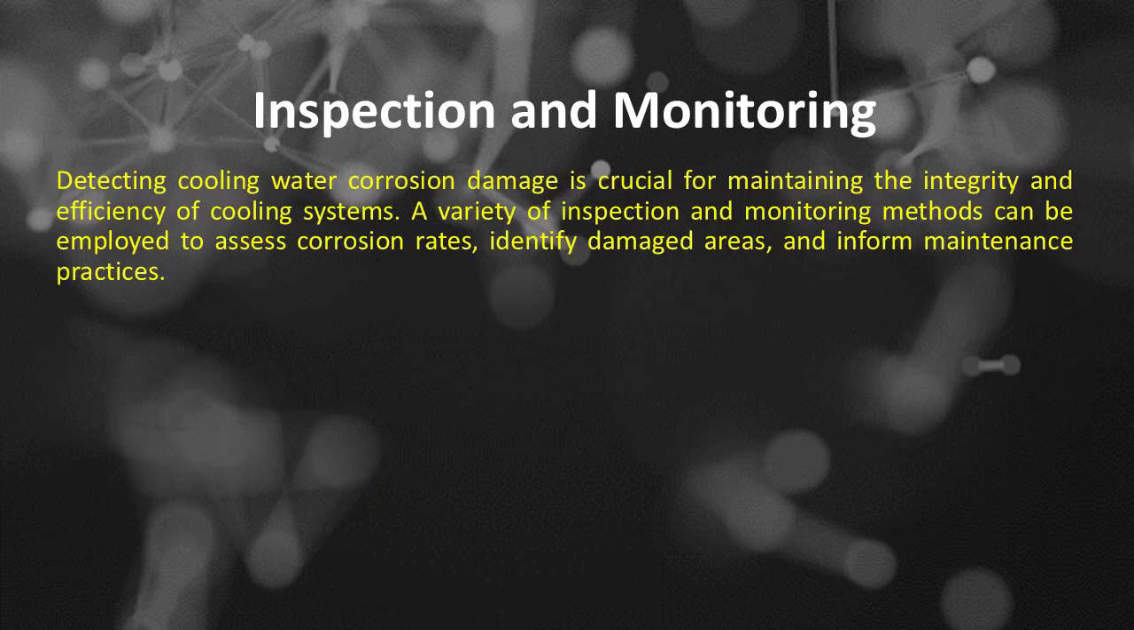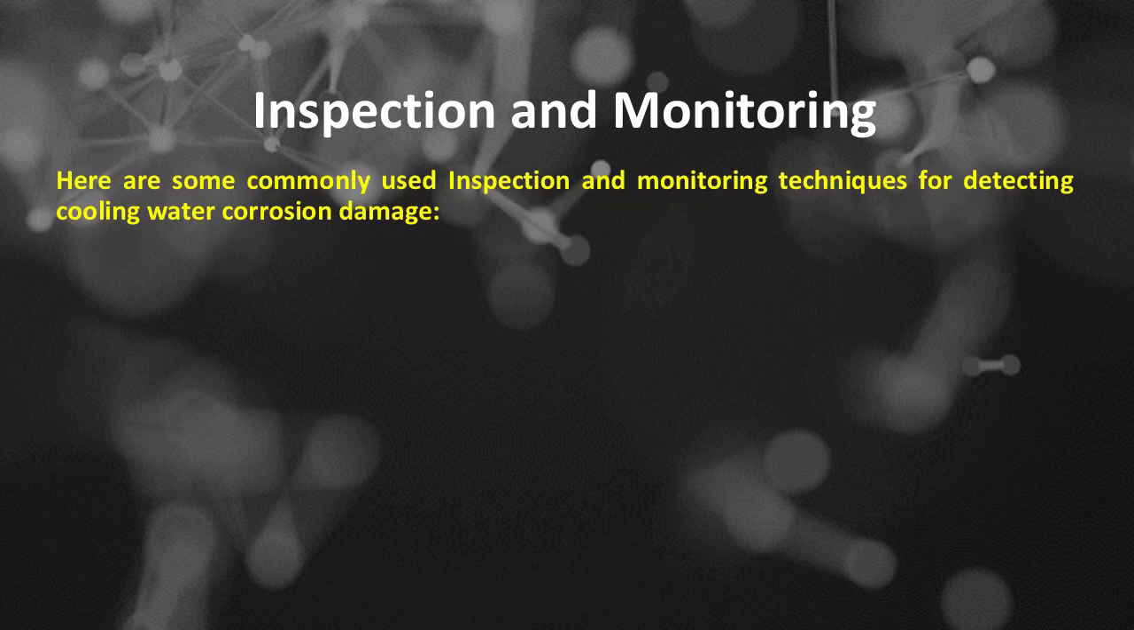Detecting cooling water corrosion damage is crucial for maintaining the integrity and efficiency of cooling systems. A variety of inspection and monitoring methods can be employed to assess corrosion rates, identify damaged areas, and inform maintenance practices. Here are some commonly used inspection and monitoring techniques for detecting cooling water corrosion damage. Number 1 is visual inspection.